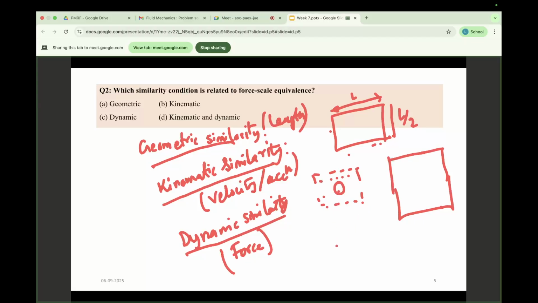Say if in a model X amount of force is applied, then in the prototype it should be n into x. So a percentage or a number should be there. So that is the thing.